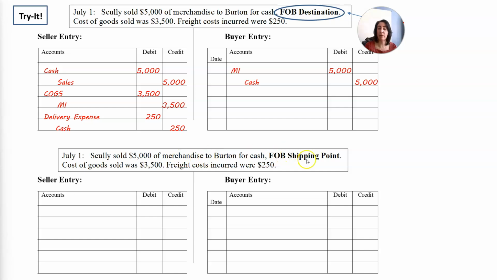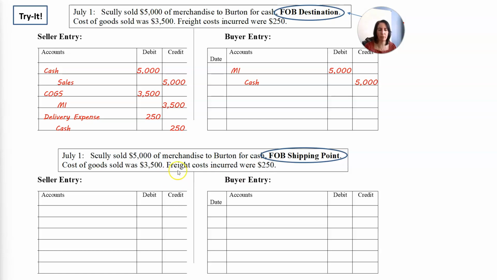All right. Let's look at the next one. What if it was FOB shipping point instead? FOB shipping point means that the seller only has to get it to the FedEx truck, and the buyer has to pay the cost of getting it all the way to them. If that's the case, the merchandise inventory is $5,000, and the buyer had to pay $250, it really cost them $5,250 to get their hands on that inventory.